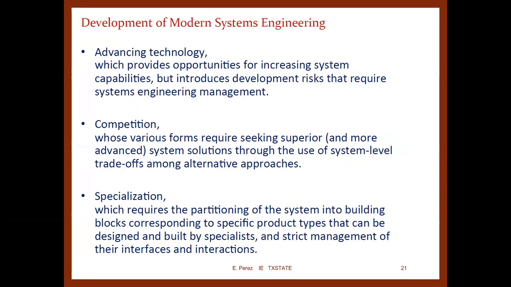For the development of systems engineering, there are three important areas. Advancing technology provides opportunities for increasing system capabilities, but also introduces development risk that requires systems engineering management. Another area is competition, which requires seeking superior and more advanced system solutions through system-level trade-offs among alternative approaches. One example I always mention is the cell phone battles between Apple and Samsung. They're always looking for superior designs so they can market the systems and get the population's acceptance for their devices. The third is specialization, which requires partitioning the system into building blocks corresponding to specific product types that can be designed and built by specialists, with strict management of their interfaces and interactions.